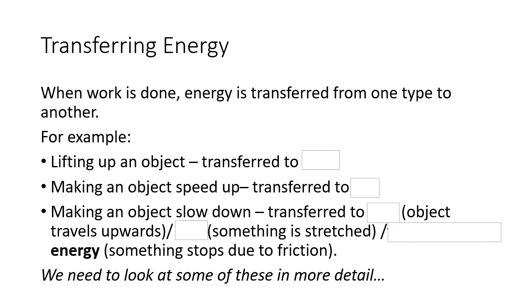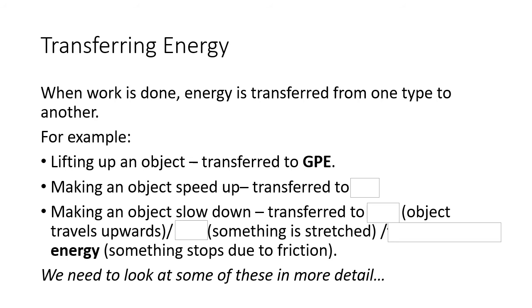So now we will consider that work done and energy transfer are the same. Whenever there is work done, energy is transferred from one form to another. For example, when you lift up an object, it gains some height, so some energy is transferred as gravitational potential energy.